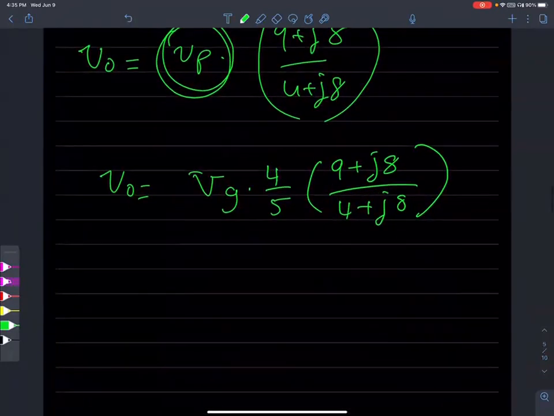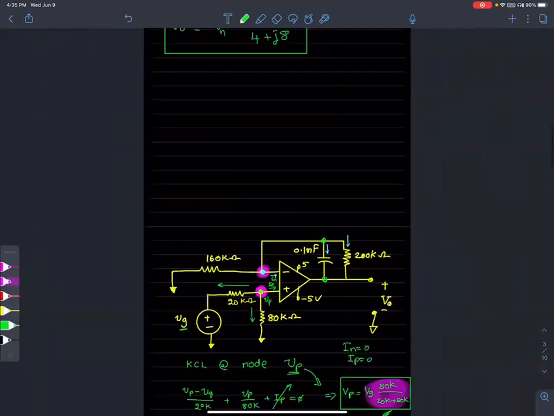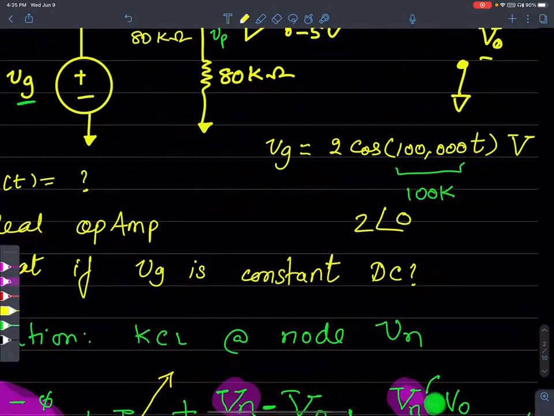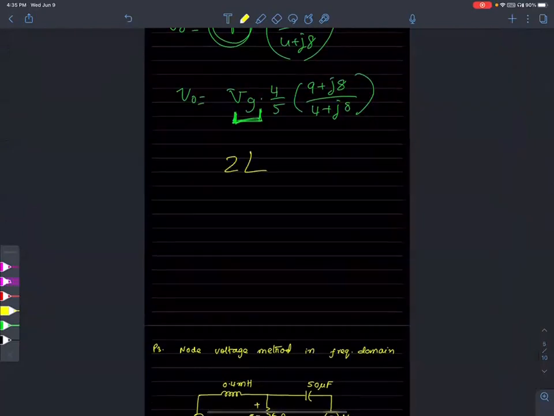You see, now our problem is getting simpler and simpler. If only we knew the value of VG, the rest is all known. But guess what? We already know the value of VG. Do we? 2 angle 0 degrees, right? 2 angle 0 degrees, capital VG. So simply plug that in, 2 angle 0, times this number, 4 by 5 times (9 plus j8) by (4 plus j8).